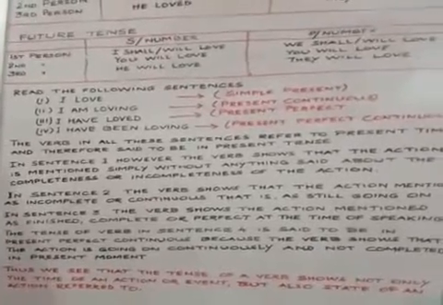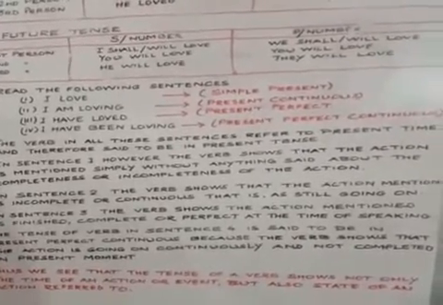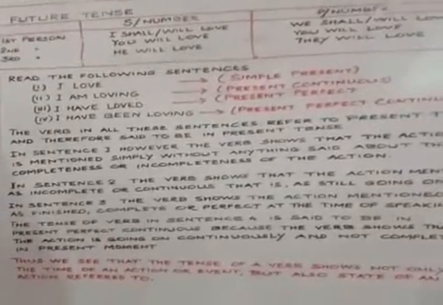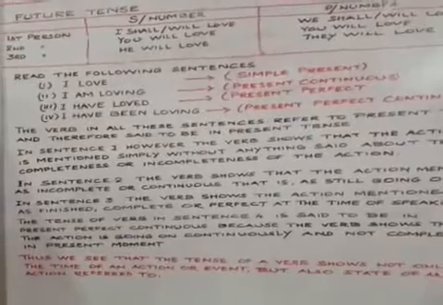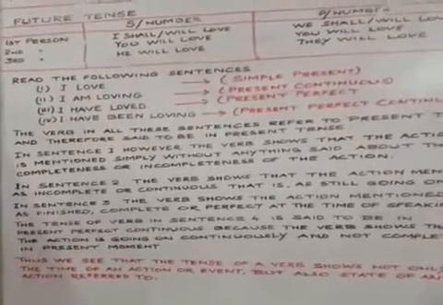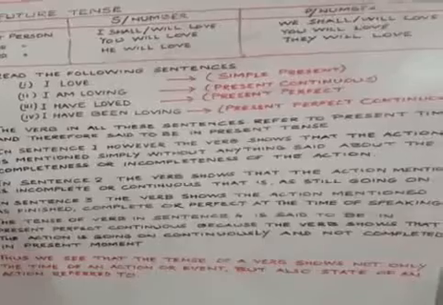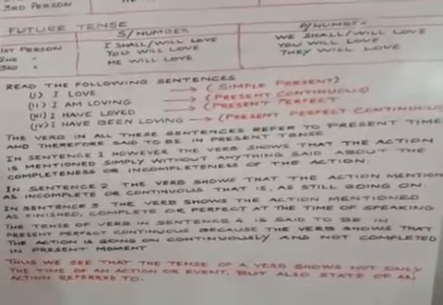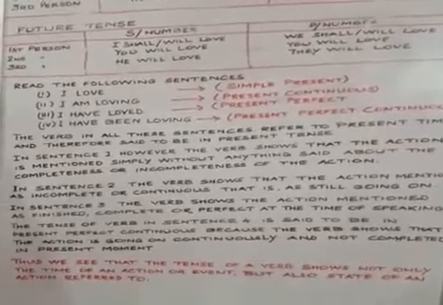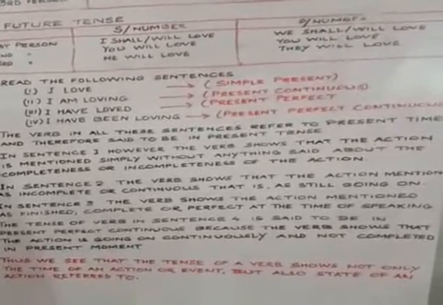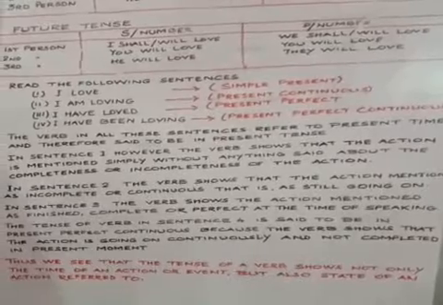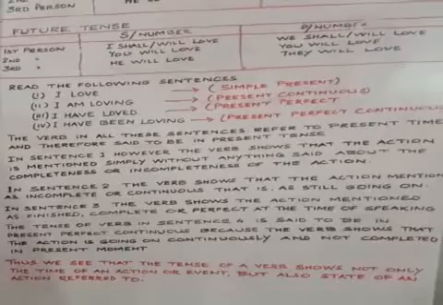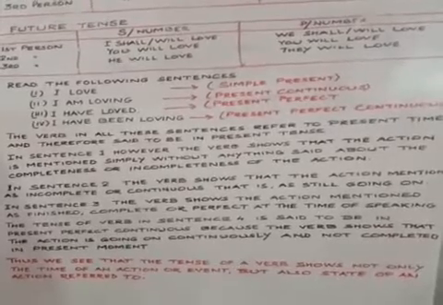Now read the following sentences. I love. The sentence is simple present. I am loving, present continuous. I have loved, present perfect. I have been loving, present perfect continuous. What is the difference? Let's understand. The verb in all these sentences refers to present time and therefore is said to be in present tense. All are present forms of the verb.